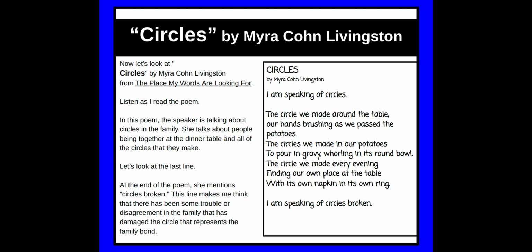Okay, in this poem, the speaker is talking about circles in the family. She talks about people being together at the dinner table and all of the circles that they made. But let's look at the last line. I am speaking of circles broken. At the end of the poem, she mentions circles broken. This line makes me think that there is some trouble or disagreement in the family that has damaged the circle that represents the family bond.